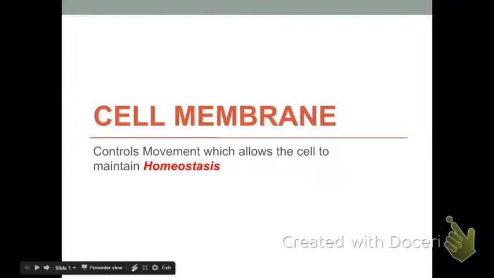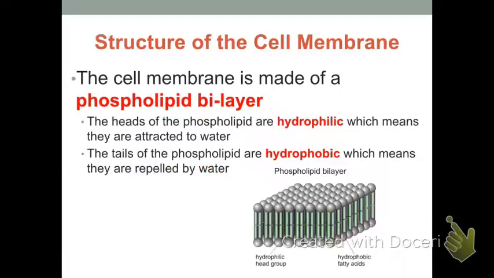These are your video notes on the cell membrane. So the cell membrane controls movement, which allows the cell to maintain homeostasis. If you remember, homeostasis is where the cell, or even the organism, has a stable internal environment. The structure of the cell membrane is that it's a phospholipid bilayer.